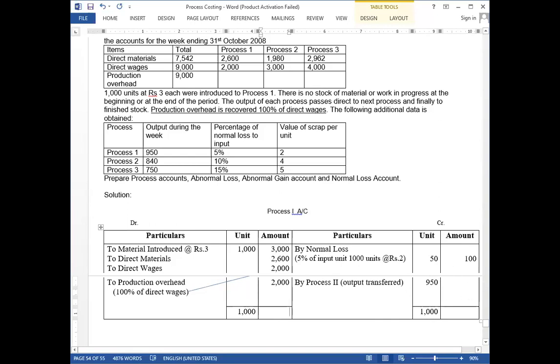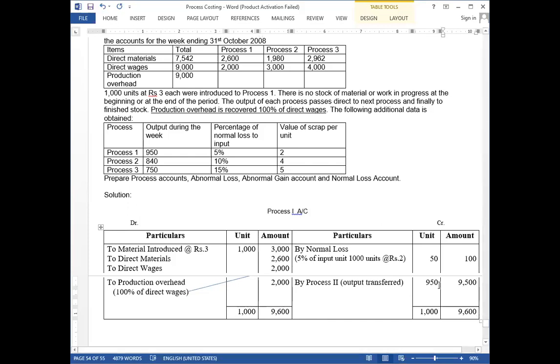That is the cost of output, as you can see. In this process there is no abnormal loss or abnormal gain, so directly you can balance it and you will get the balancing figure, that is the cost of output. Shall we take the total? What is the total on this side? The total of this side is 9,600. Writing the same on the credit side also, 9,600, and the balancing figure will be how much?